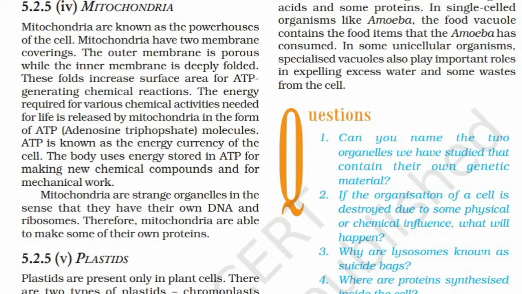Mitochondria are strange organelles in the sense that they have their own DNA and ribosomes. Therefore, mitochondria are able to make some of their own proteins. So why are they strange? Because they have their own DNA and ribosomes. Therefore, they are able to make some of their own proteins also.